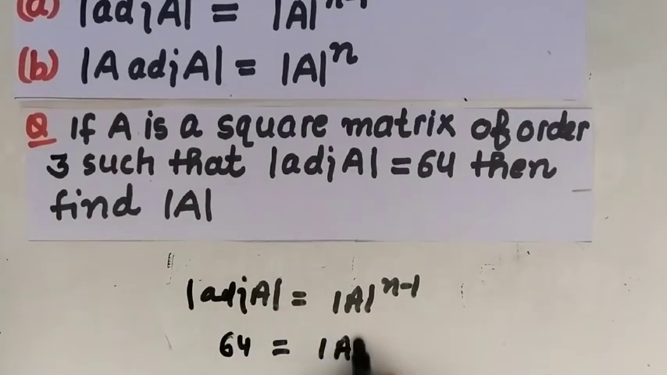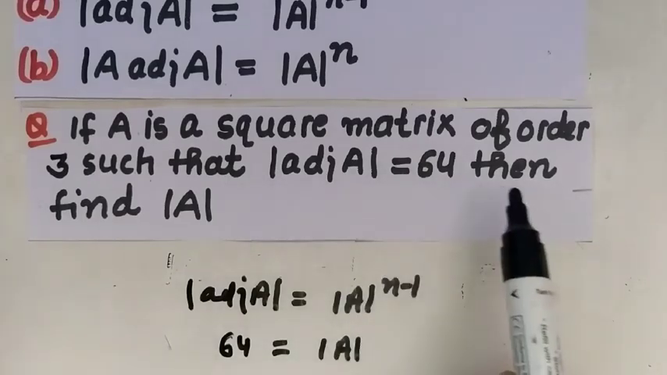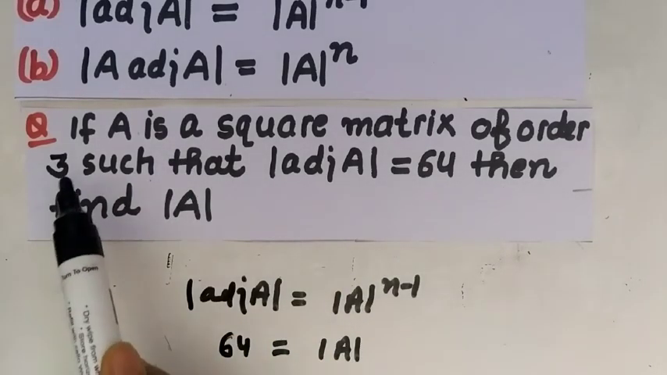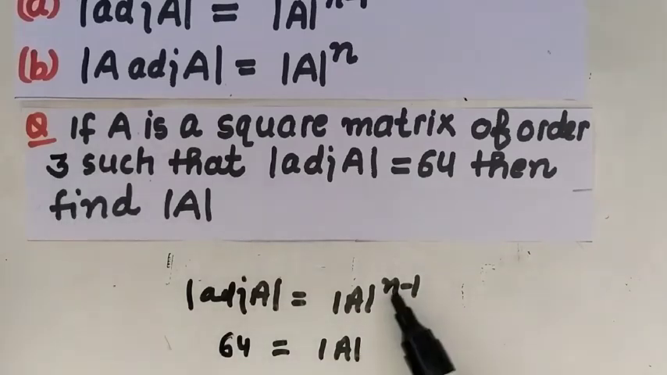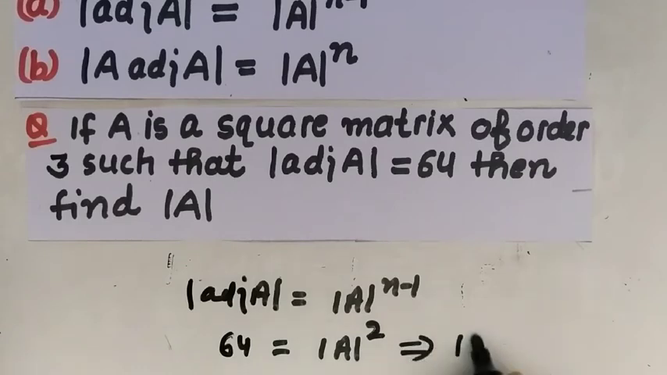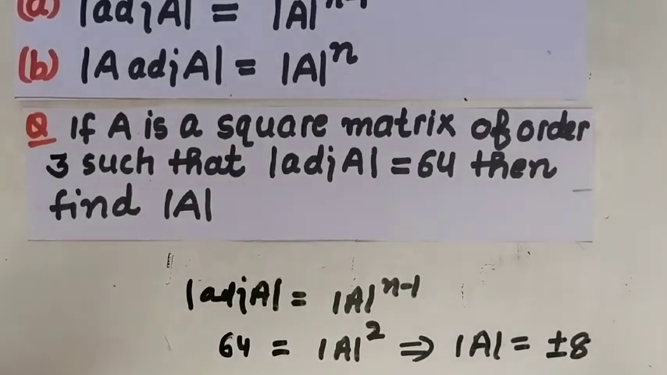determinant of A whole raised to power n minus 1. So here again n is the order of square matrix A, and it is given its order is 3. That's why I will put here 3, 3 minus 1, 2. So it's very simple, students. From here we will get the value of determinant of A. So determinant of A will be plus minus 8, because determinant may come both positive or negative.